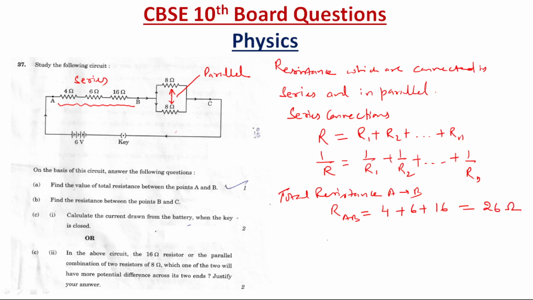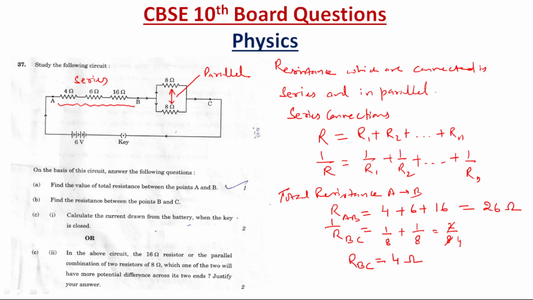Now the resistance between B to C, RBC. Because this is connected in parallel, first we will write 1 by RBC is equal to 1 by 8 plus 1 by 8. So this will give us 2 by 8 and this will cancel to 1 by 4. So RBC will be equal to what? 4 ohm. Right?